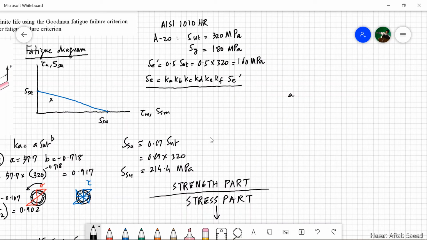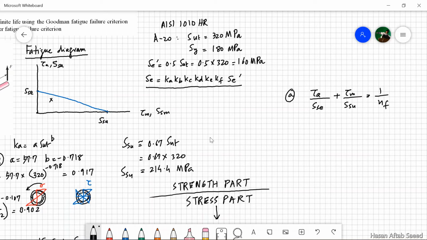Now we're doing part A here, and that equation is the Goodman criterion: tau A over SSE plus tau m over SSU is equal to 1 over NF. Now this is exactly the same form as for normal stresses, except sigma is replaced by tau and SE is replaced by SSE, the endurance limit in shear. Similarly, SUT, ultimate tensile strength, is replaced by SSU, the ultimate strength in shear. The other is the same. The concept is the same.